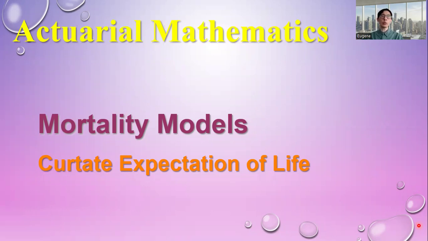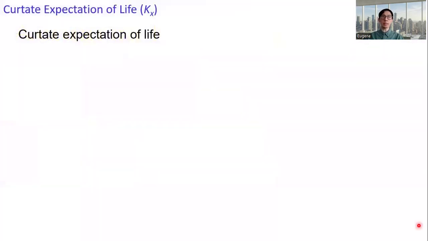Hello everyone. In this video, we will cover the curtailed expectation of life. This is a similar concept to the complete expectation of life, except that we are working with the random variable Kx. The symbol for curtailed expectation of life is ex without the circle on top. So ex is the expected value of Kx.